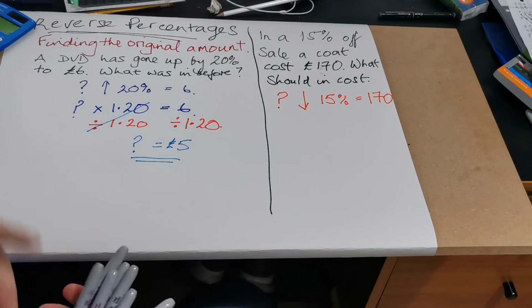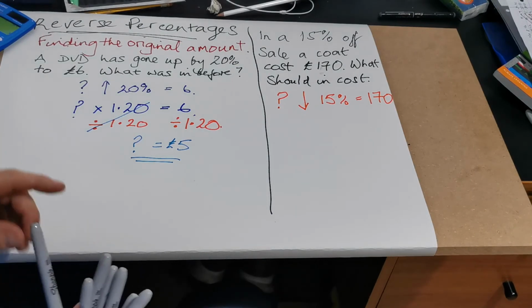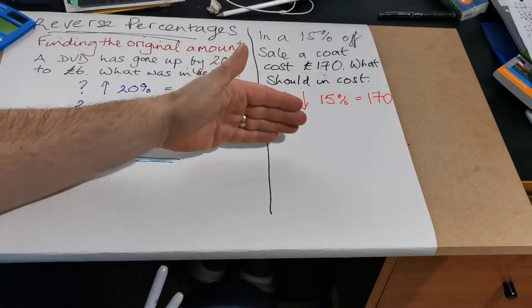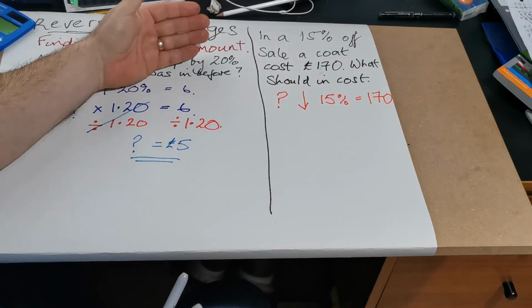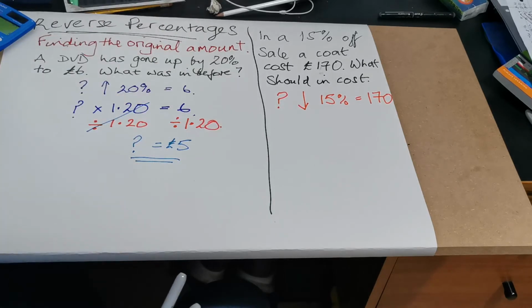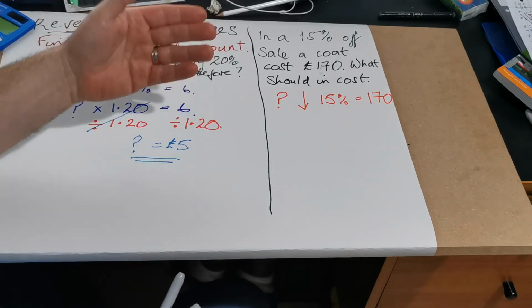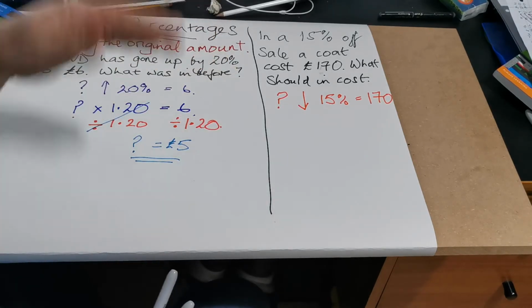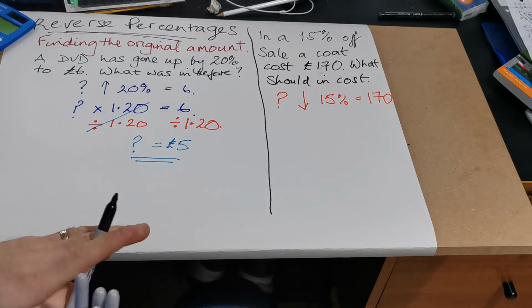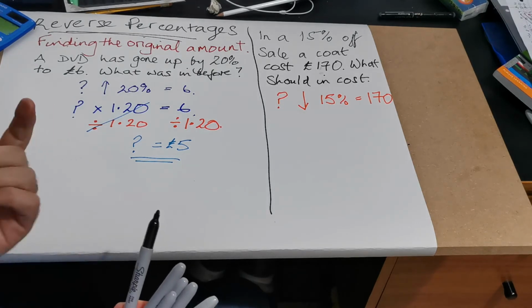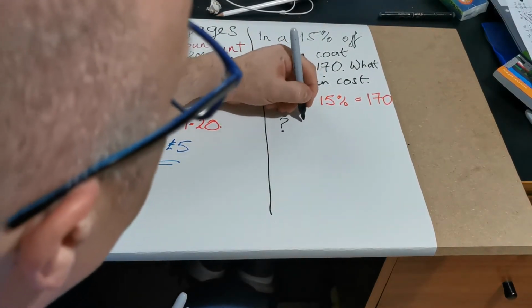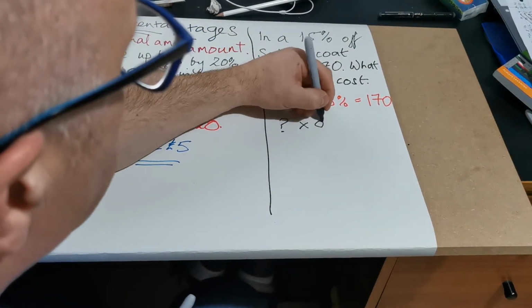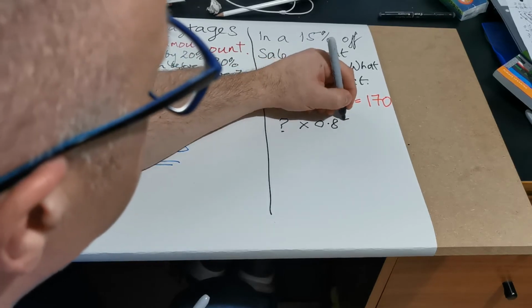So I'm thinking, right, back to that earlier work. To reduce something by 15%, I'm taking 15% off the whole. The whole is 100%. So it's the same as finding 85% because 15 from 100 is 85. And 85% means 85 divided by 100. So 85 divided by 100 is 0.85.